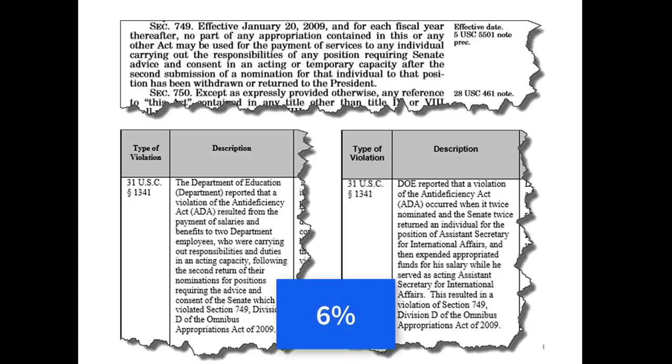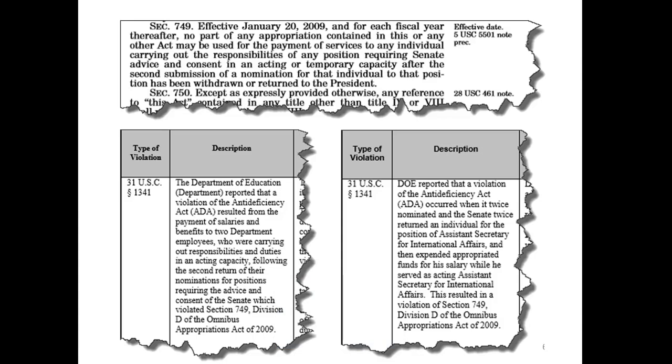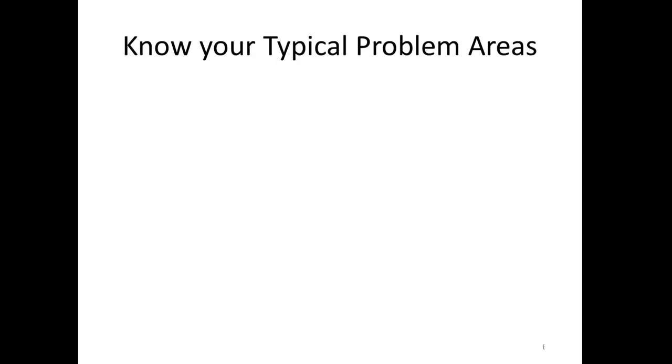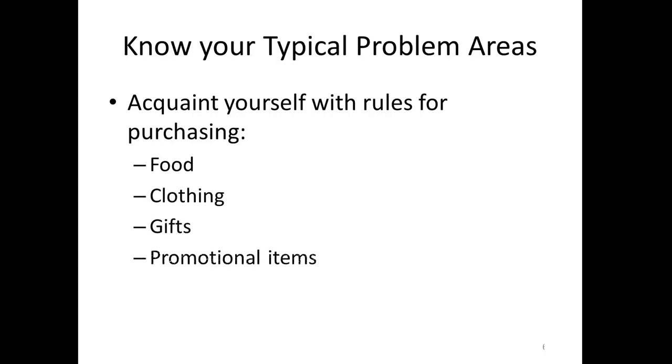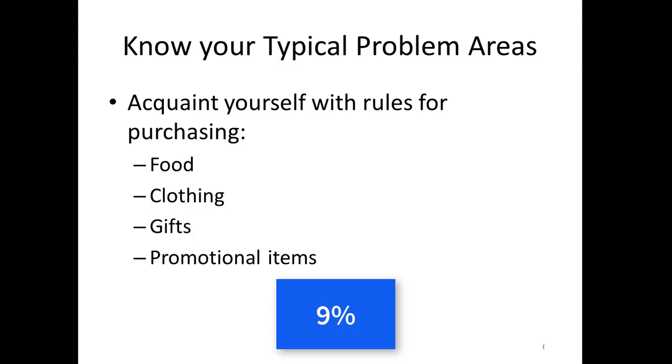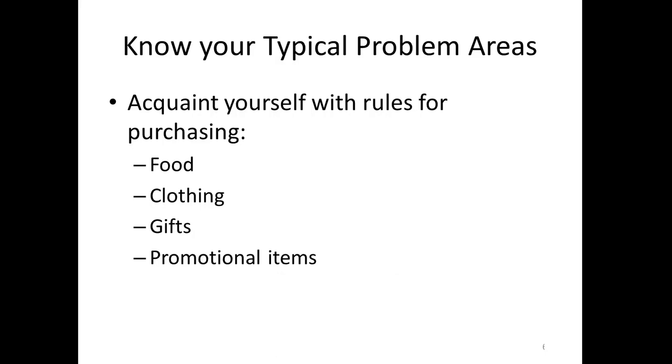About 6% of the violations reported to GAO contain an example of exceeding a cap or statutory limitation. Know your typical problem areas. There are certain areas that are ripe for Anti-Deficiency Act violations. One of these is the purchase of prohibited items like food, including water bottles, clothing, gifts, and promotional items. Roughly 9% of violations reported to GAO were concerned with inappropriate purchases, so be very careful about approving purchases of these types of items.